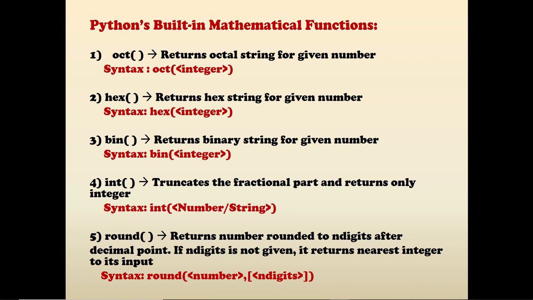Decimal is a number system which uses the numbers 0 to 9. There are 10 digits that you can use. In the octal number system, you can use only the numbers 0, 1, 2, 3, 4, 5, 6, 7. In the hexadecimal number system, you can use 0 to 9 and A to F. And in the binary number system, you can use only zeros and ones. Okay, so the very first function is oct, which means octal.